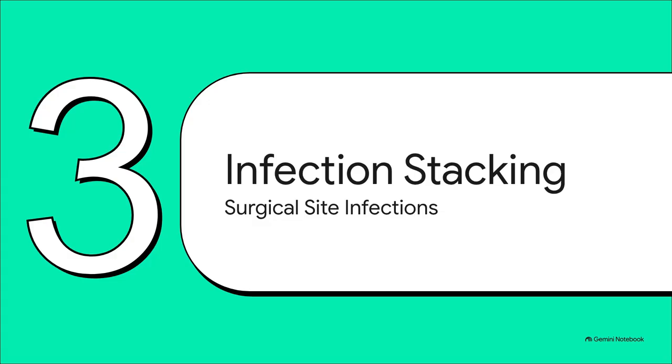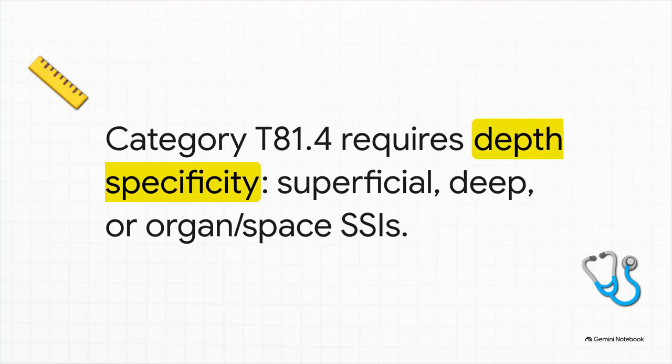Let's tackle Section 3, surgical site infection stacking. When a patient develops an infection following a procedure, you can't just toss a generic code at it and call it a day. Category T81.4 demands clinical depth. You have to pinpoint the exact tier of the surgical site infection, or SSI. Are we talking superficial incisional, deep incisional, or does it go all the way to the organ or space where the surgery actually took place? The medical documentation has to specify this depth so we capture the true severity of the condition.